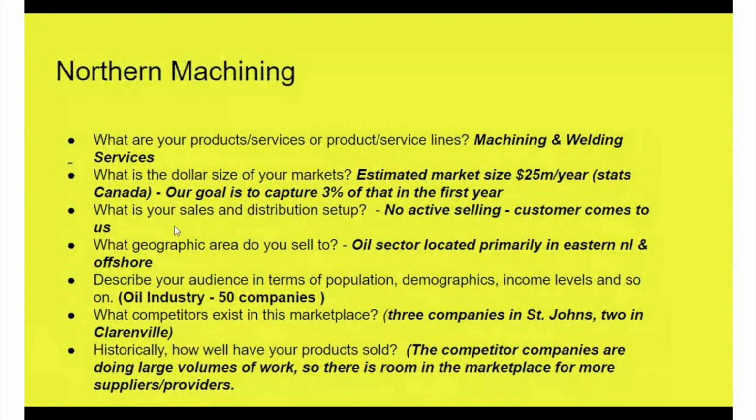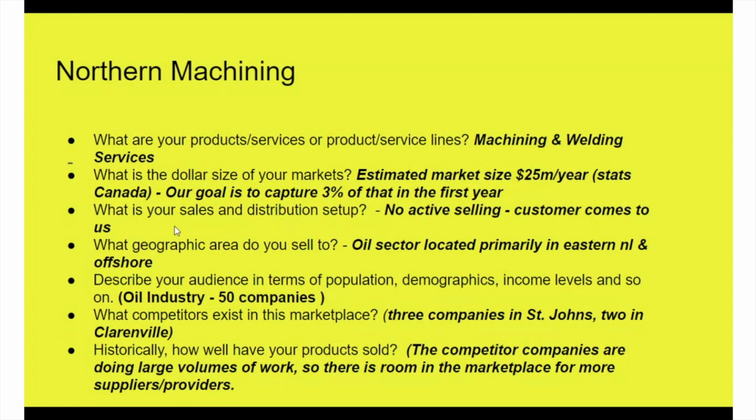So if we think about Northern Machining, for example, we do a little assessment and we say, okay, what are the products and services we sell? Machining, welding. Okay, very focused. What's the dollar size of the market? Estimated market is $25 million a year. That comes out of Stats Canada, so we can consider it. Yeah, that's a government agency. It's a credible figure.